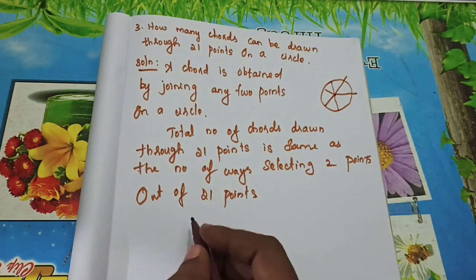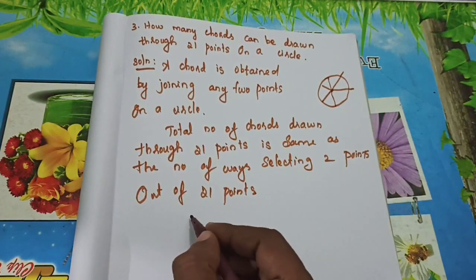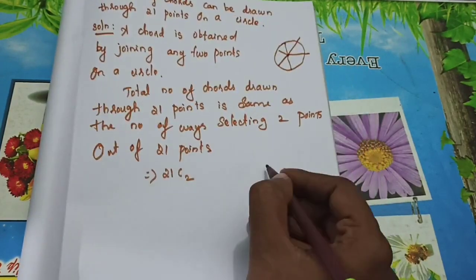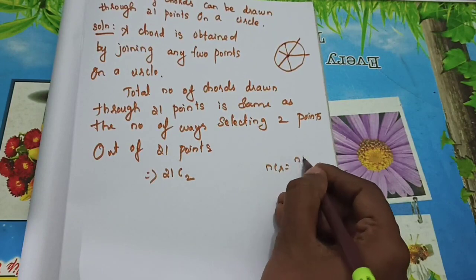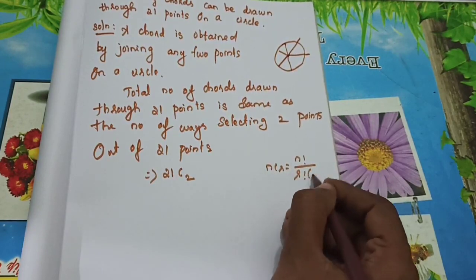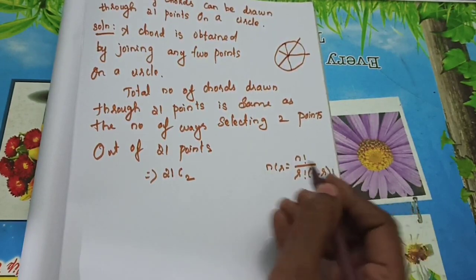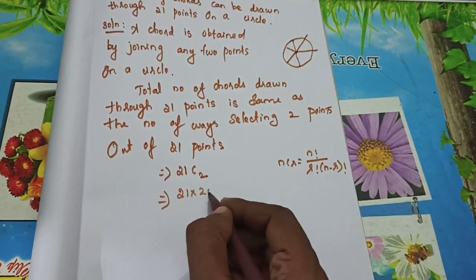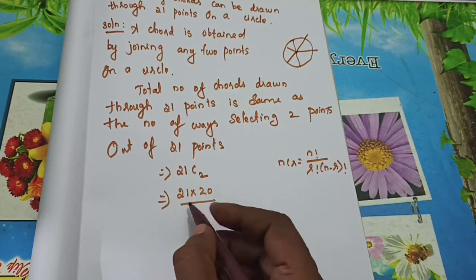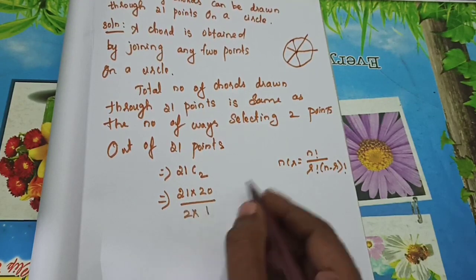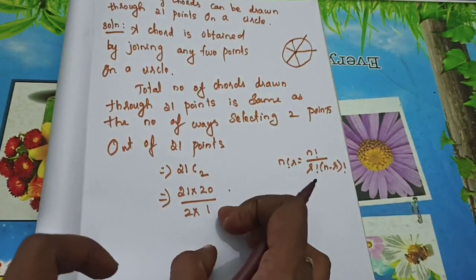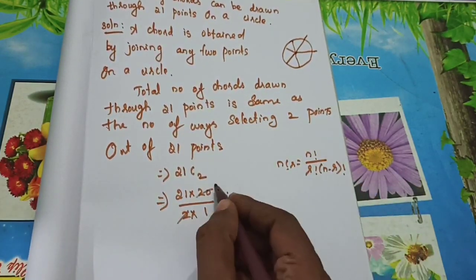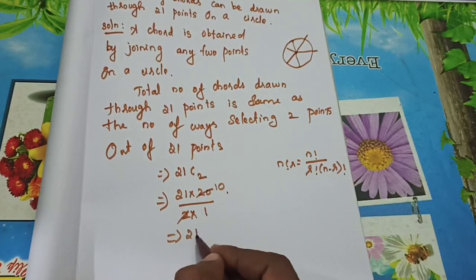Is it right? So the total number of chords is equal to how many number of ways? 21C2. If you need, you can use the NCR formula, that is NCR means n factorial divided by r factorial into n minus r factorial. Otherwise, easiest you can solve. How will you write 21C2? 21 into 20 divided by 2 into 1. This or this, this one is very easy. You can write like this. If you need, you can use the formula. Same answer you will get. So what's the answer?